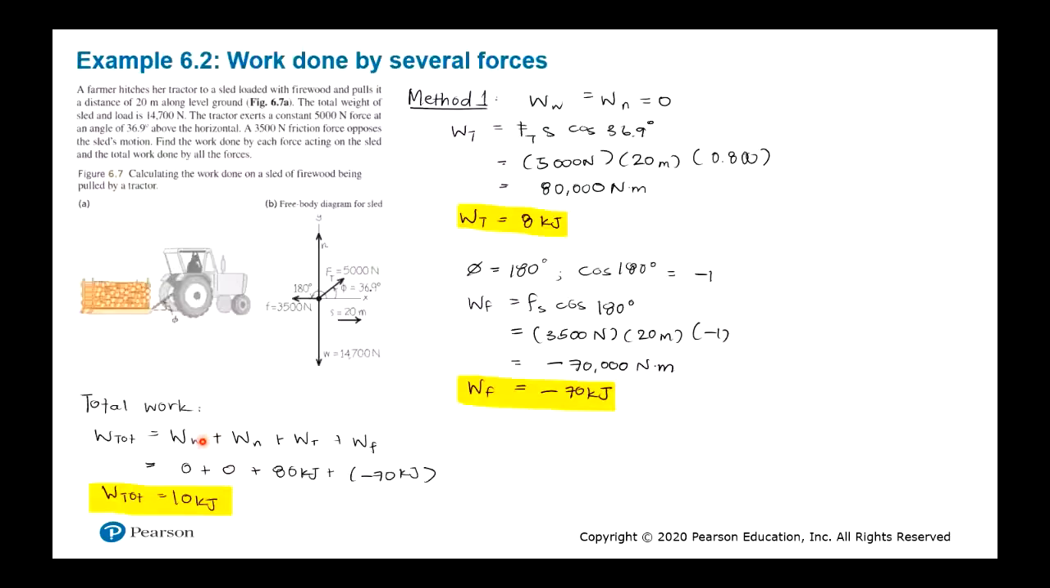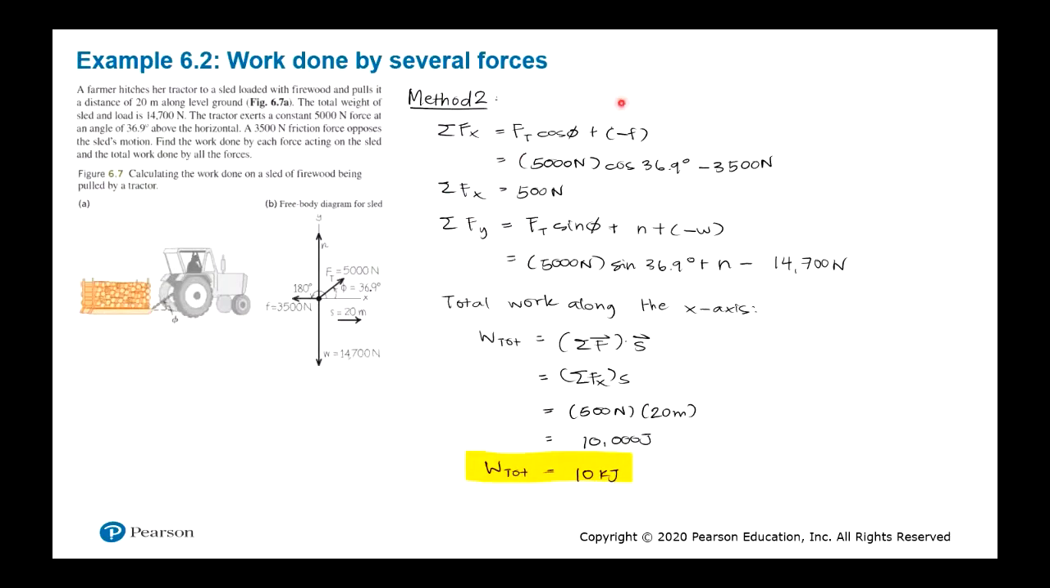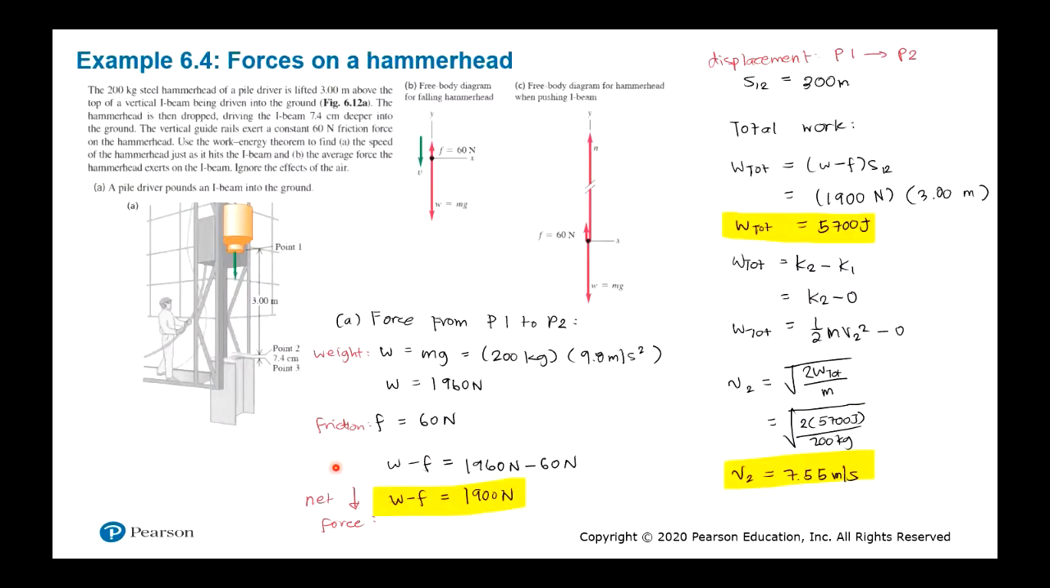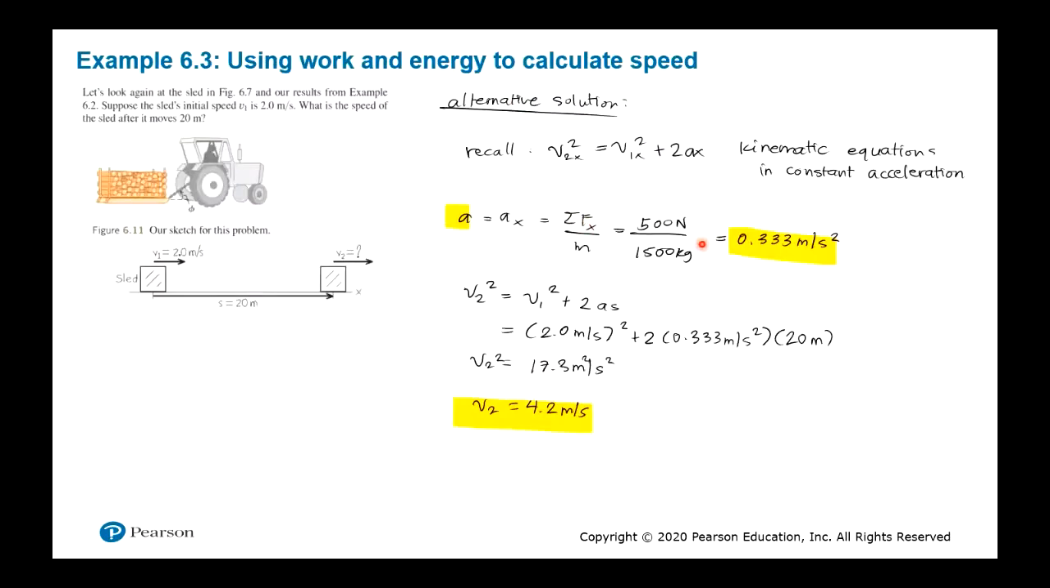Okay, so let's go back to that. We were able to solve the forces along the x-axis as 500 newtons. So that's why we didn't need to do that anymore here. And that is how we got 0.333 meters per second squared. So now we have the value for the acceleration along the x-axis. We can plug that into our equation here.